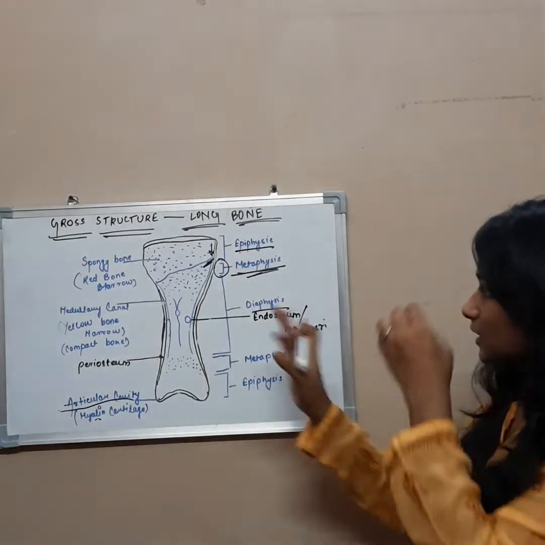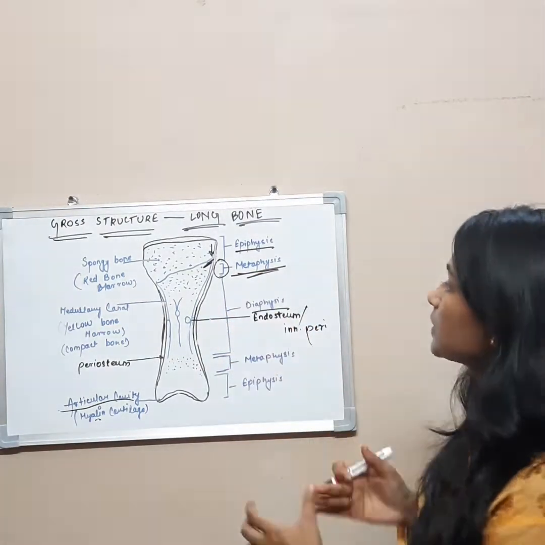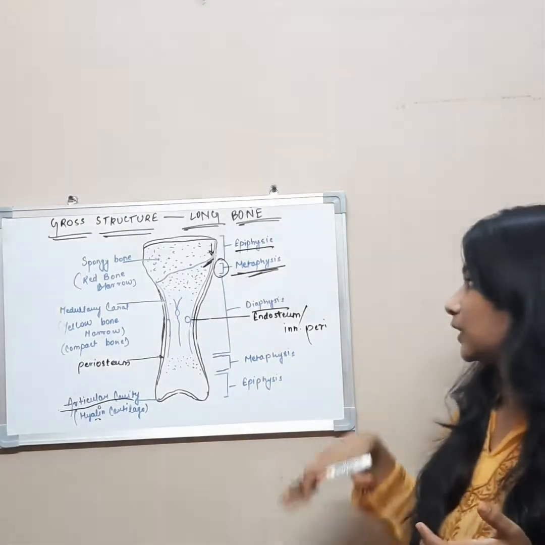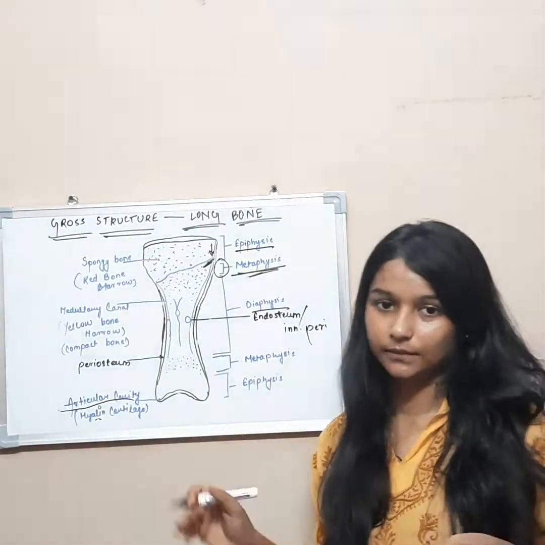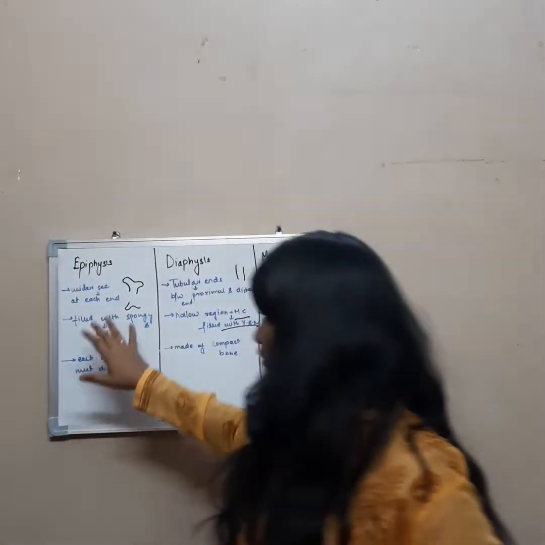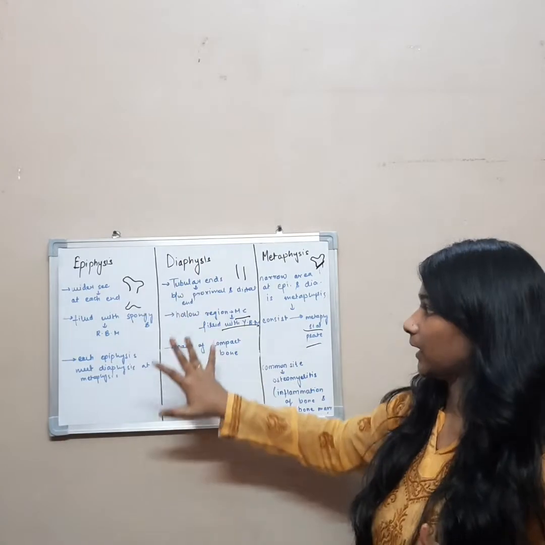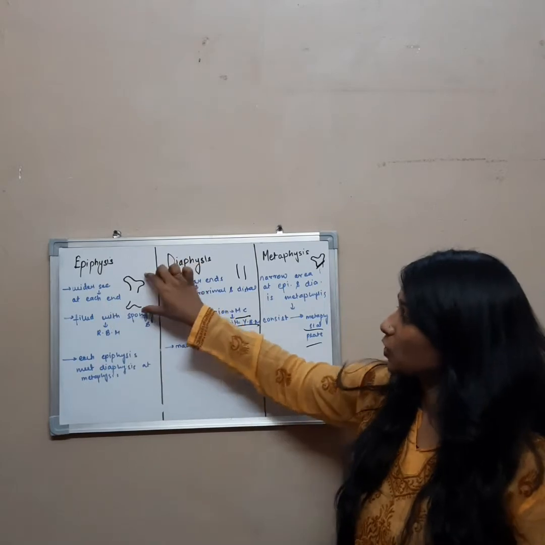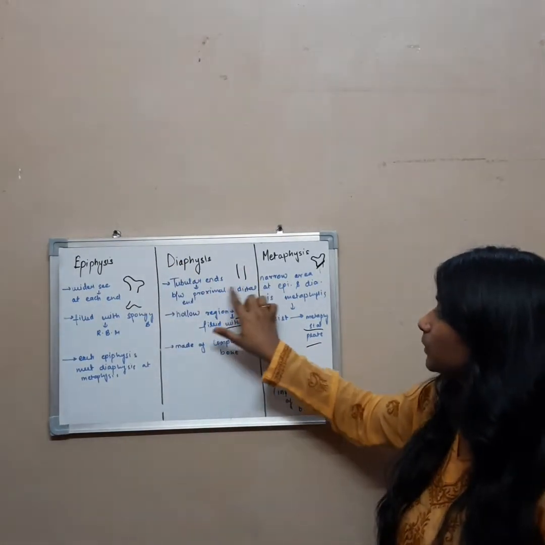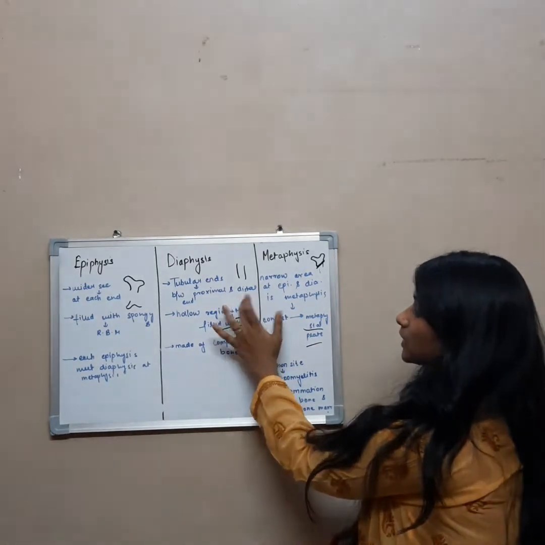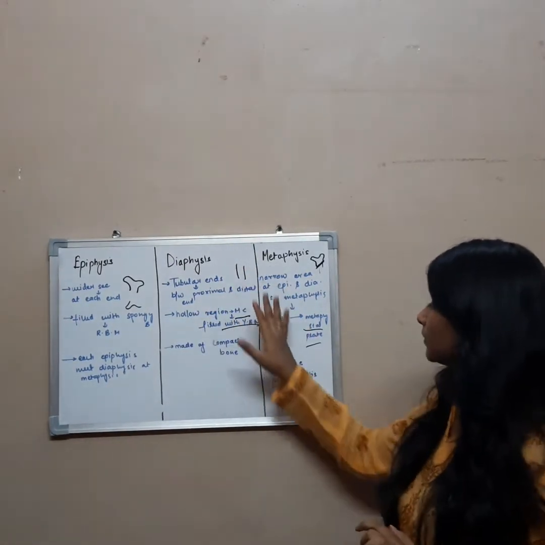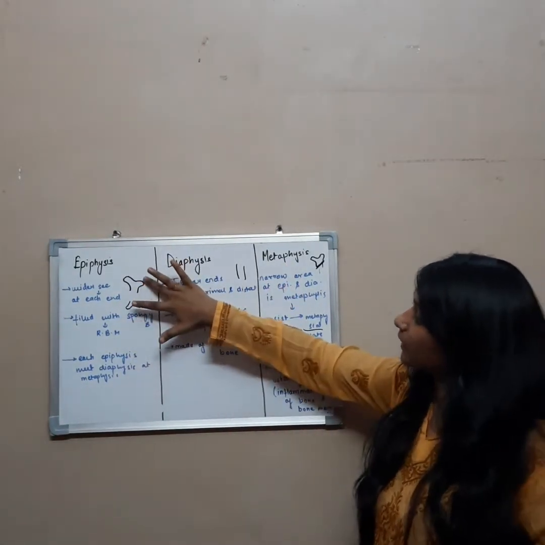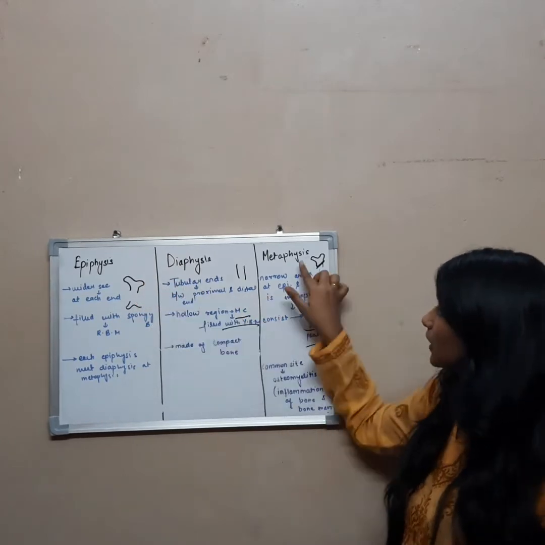So what is the function of the metaphysis? Okay, so basically we discussed in detail the epiphysis, metaphysis, and diaphysis. I wrote all the topics which I taught in that diagram, so you can also write. Epiphysis: the wider section at each end is called epiphysis. The tubular part between the proximal and distal ends is diaphysis. And metaphysis: the narrow area between epiphysis and diaphysis is called metaphysis.